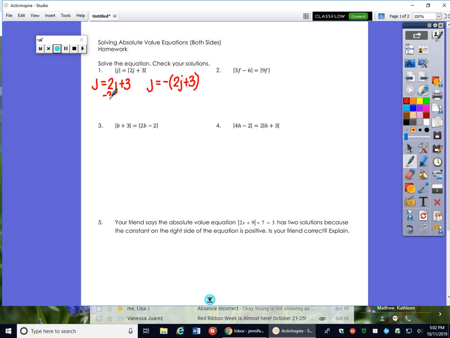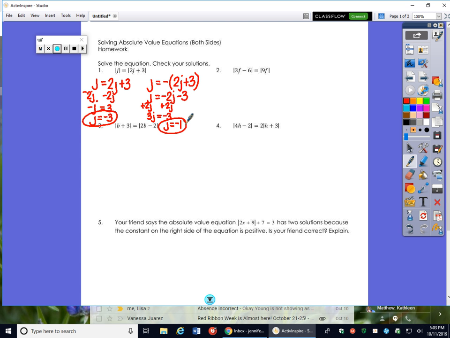Okay, so to solve for j on this one, we're going to subtract 2j. It gives us negative j equals 3. So j is equal to negative 3. And then on this one, we're going to have j equals negative 2j minus 3. When we add 2j to both sides, we get 3j is equal to negative 3. So j is equal to negative 1.